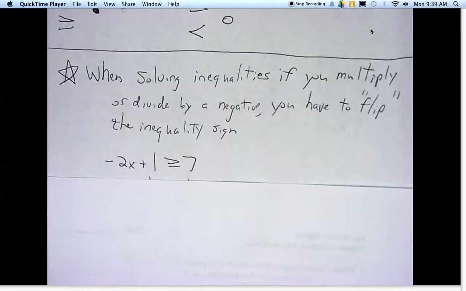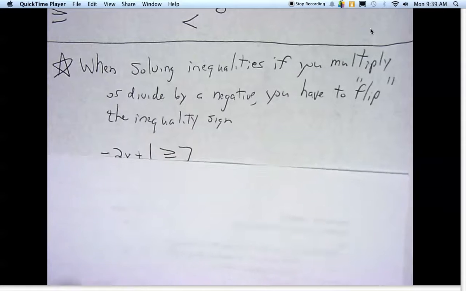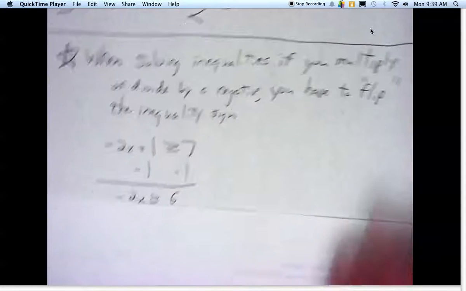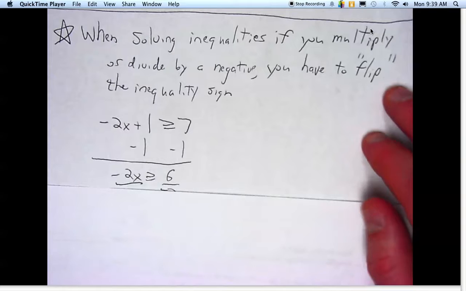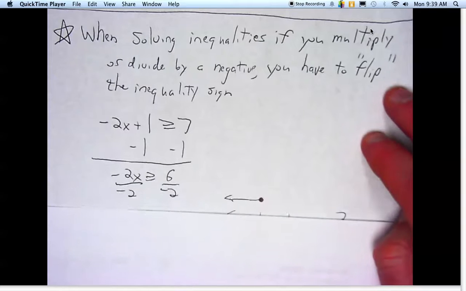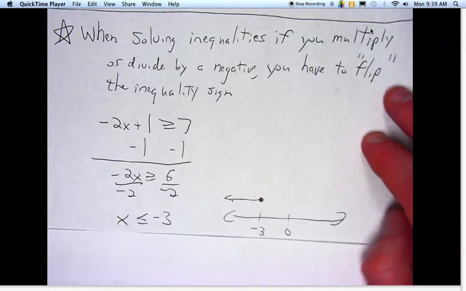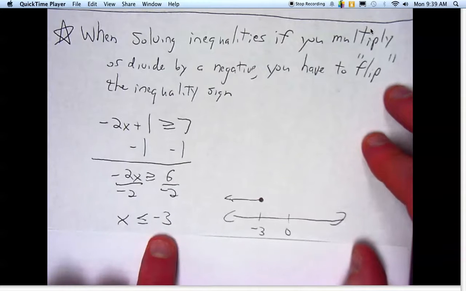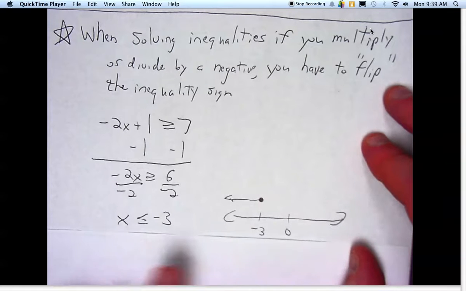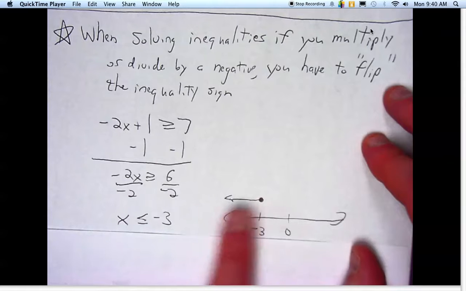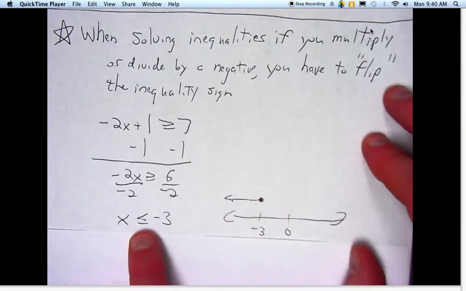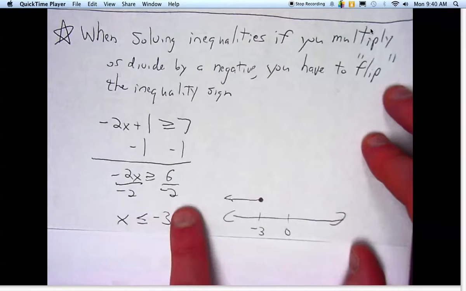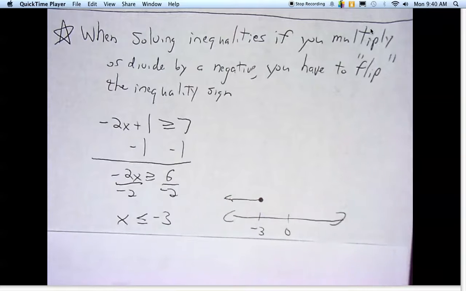So here's an example. I want to get x by itself here, so I'm going to subtract 1 from both sides. I leave it the same, but now when I divide by -2, I have to flip it. So it was greater than, it becomes less than or equal to. So now it's -3. So I've got my mark at -3, closed circle, because the bar is there, and then numbers that are smaller than -3 are to the left. So we have that arrow pointing to the left.